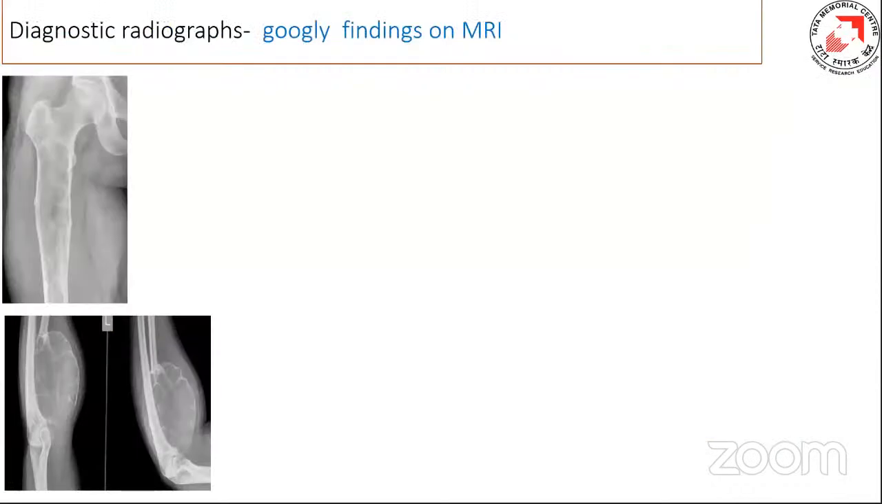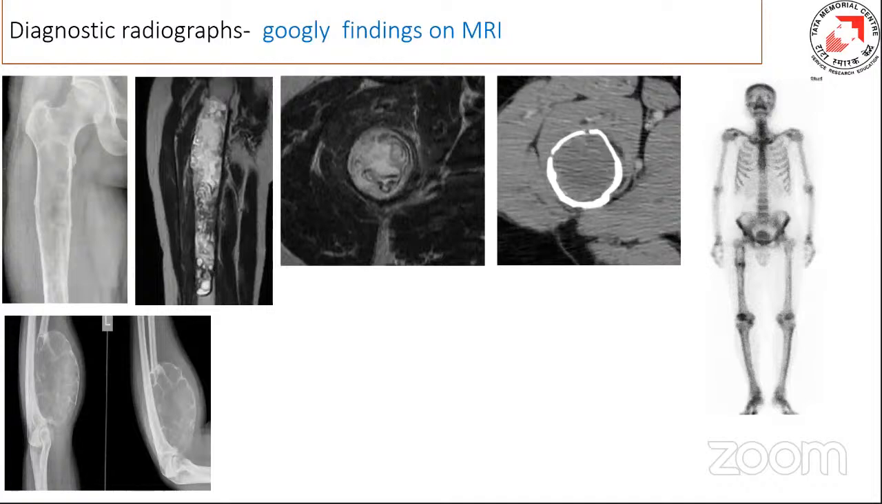So we have sometimes come across findings in which the radiographs look diagnostic, but the moment we do an MR, we find a googly, or another type of diagnosis comes up. There are two radiographs. Most people call the first radiograph fibrous dysplasia with a pathological fracture. The second has been perceived as giant cell tumor. Next slide, please. If we see the first radiograph, it looks to be cystic.